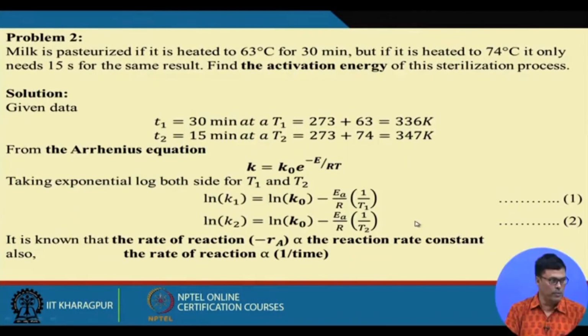The second problem is very interesting. Milk is pasteurized if it is heated to 63 degrees centigrade for 30 minutes. We know pasteurization. What is pasteurization? Pasteurization is the process through which we can remove the pathogenic organisms. But if it is heated to 74 degrees centigrade, it only needs 15 seconds for the same results. You know that there is a technique called the HTST technique.